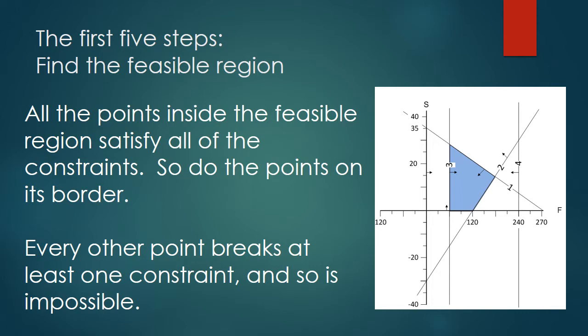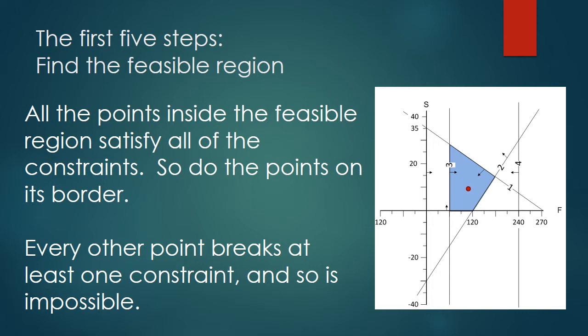That means as long as you stay inside the blue region, you're talking about a possible answer, and there's no point in looking outside the blue region because all the points out there are impossible. Some combination of F and S in this region is the best answer. For example, maybe it's here. That's a value of F equals 100 and S equals 10. Is that the best answer?